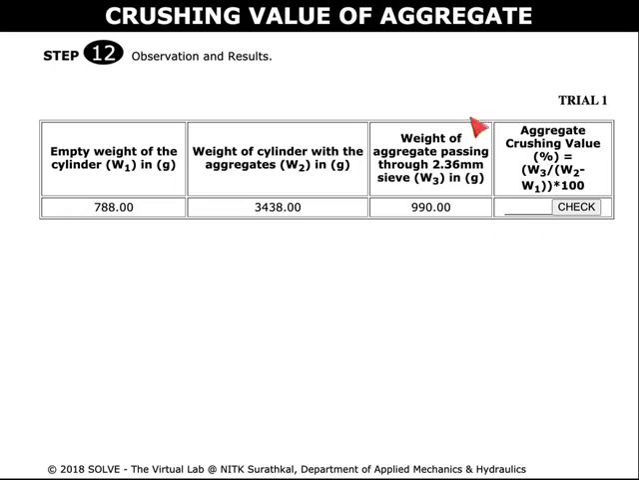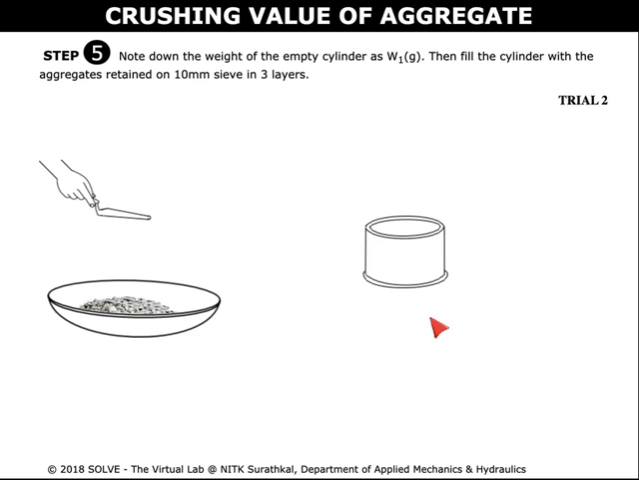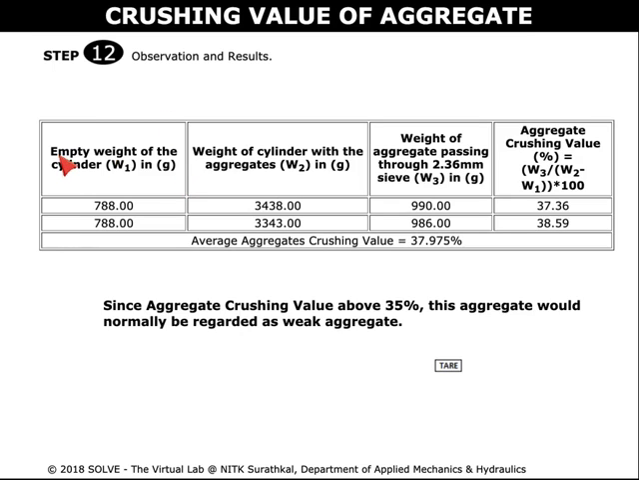These are the following observations and results of the trial 1. You can calculate the aggregate crushing value using the following formula. Enter the calculated value. Check the result. Similarly, the same process is followed for trial 2. This is the observation for the 2 trials conducted in this simulation. Average aggregate crushing value is also found.